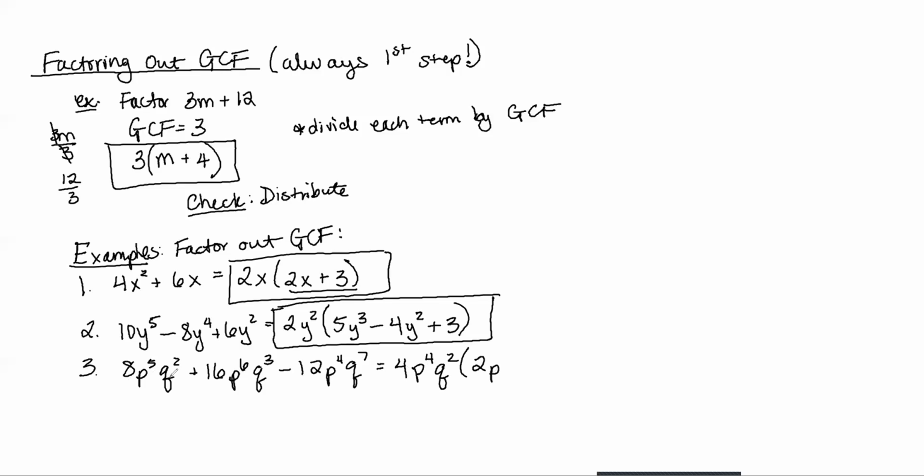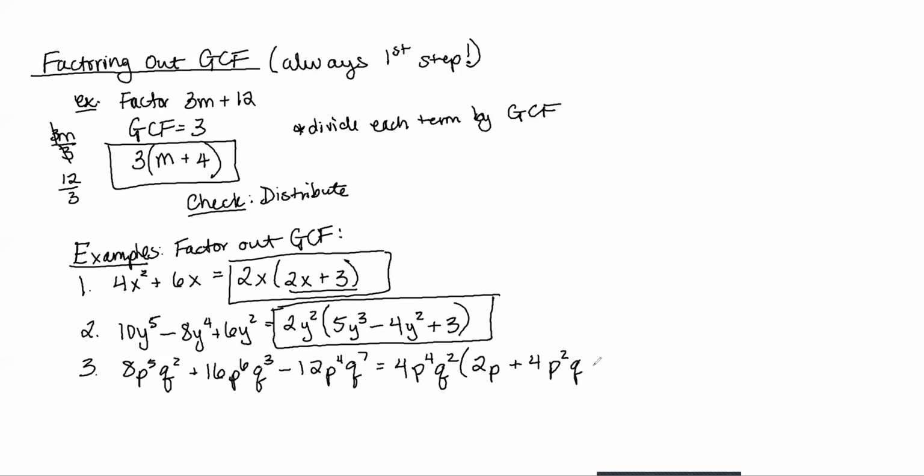We have 2 q's, getting rid of 2 q's, so there's no q's left in this first term. So then bring over the plus sign. 16 divided by 4 is 4. How many p's are we going to have left? Well, we have 6, getting rid of 4, we're left with 2. We have 3 q's, getting rid of 2, we're left with 1 q.